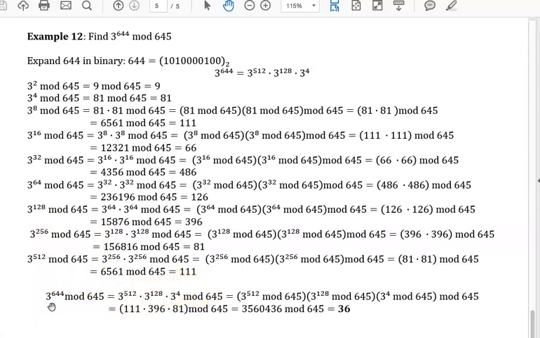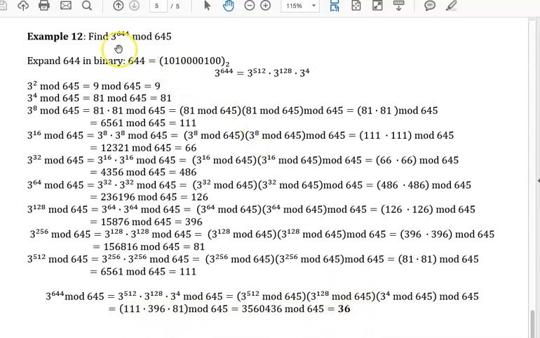To expand 3 to the 644, I need the 512, the 128, and the 4. So I go into this list right here, and I see that 3 to the 512 mod 645 is 111, and 3 to the 128 mod 645 is 396, and 3 to the 4 mod 645 is 81. So I put all these together. We multiply them out, and we find the remainder is 36.